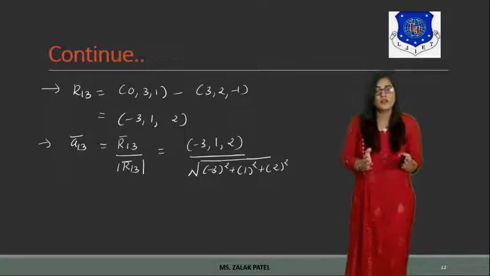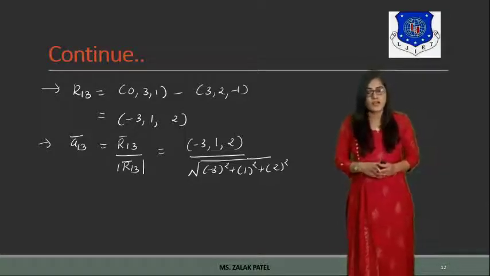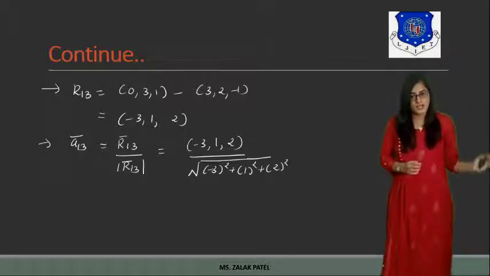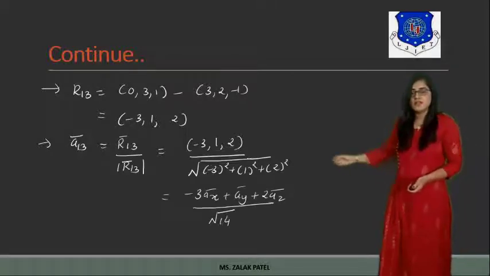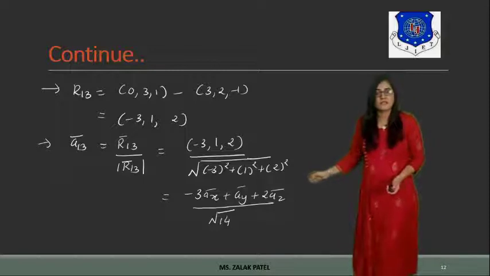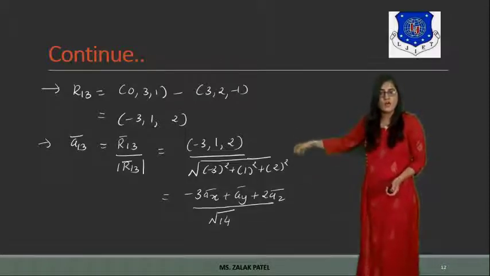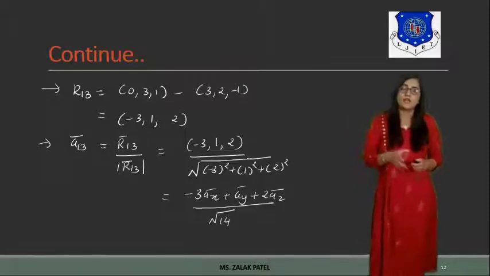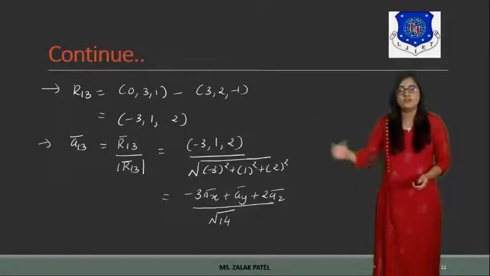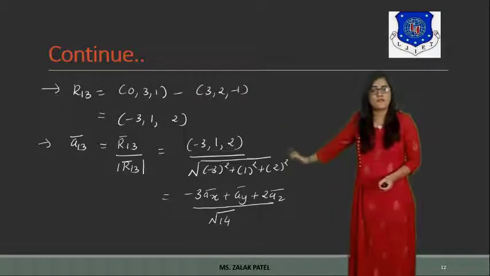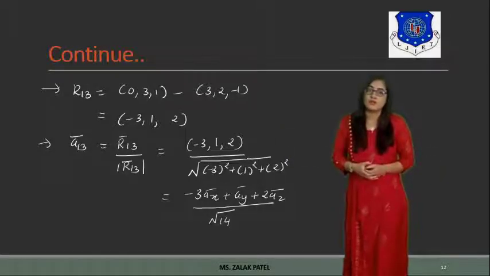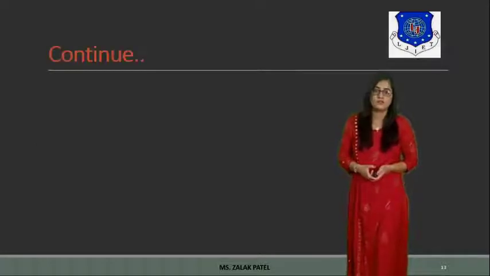Here the given coordinate system is the Cartesian coordinate system, so the answer will be in terms of Ax, Ay and Az. It will be like this: minus 3Ax plus Ay plus 2Az upon the magnitude, which is root 14. So this is our unit vector E13. Now we have the value of the distance as well as the unit vector, so let's put it in the equation of Coulomb's law.